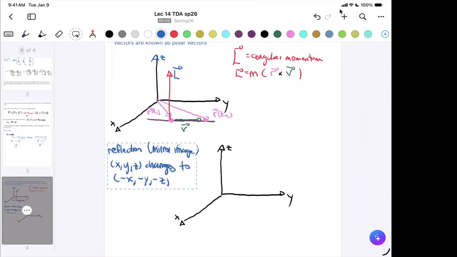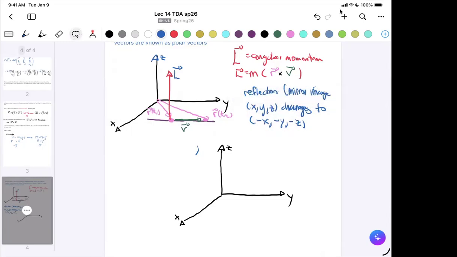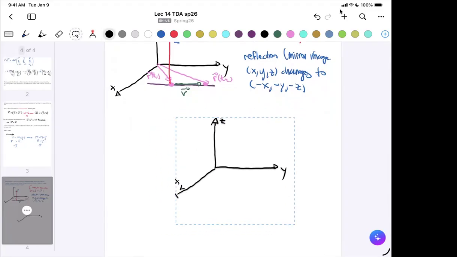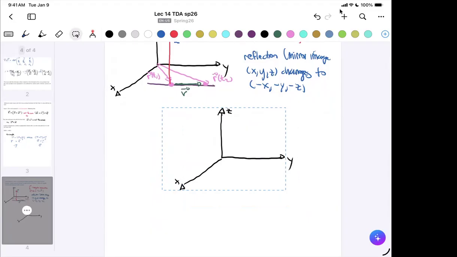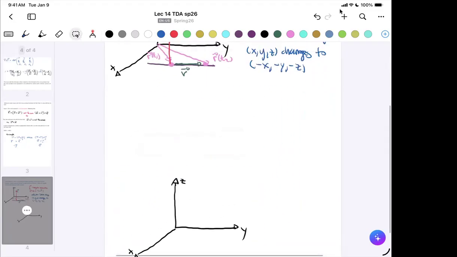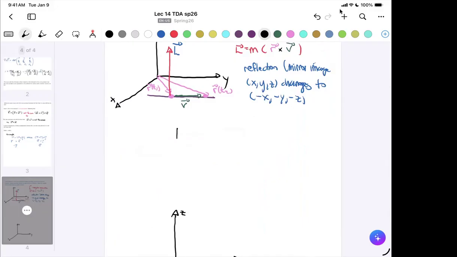So, just to be a bit more concrete, it's easier to draw this first on the XY plane. So on the XY plane, what is a reflection? If you have here x comma y, its mirror image, or its reflection, would be minus x comma minus y. So this would be the reflection of x comma y.